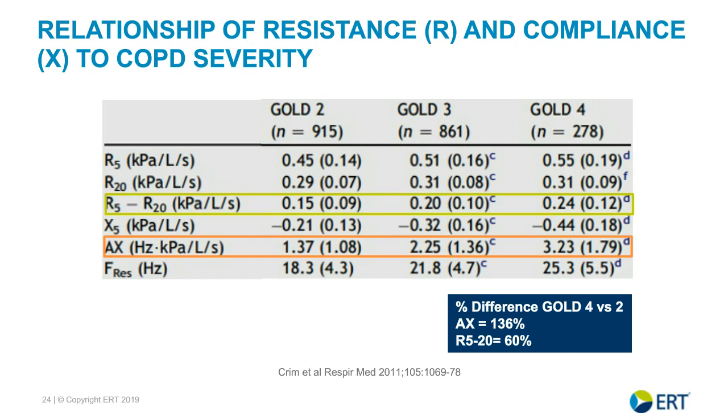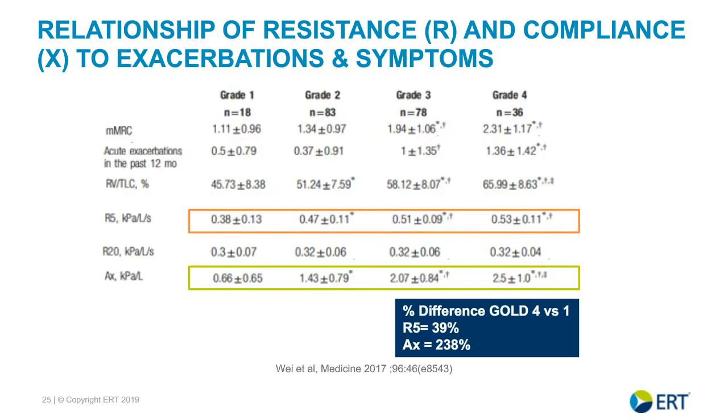That's the learning point. And here's another study looking at patients in terms of their exacerbation frequency over the past 12 months. And again, you see exactly the same pattern. Comparing GOLD stage 4 to GOLD stage 1, you're seeing only a 39% difference in resistance at 5 Hertz, total area resistance, whereas if you look at reactance area, you're seeing a 238% difference. So clearly, again, this reiterates the point that in COPD, it's reactance or lung capacitance which is more sensitive to changes in disease severity than resistance.